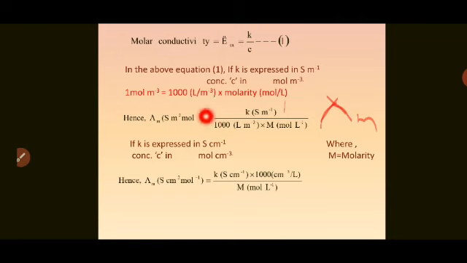This value can be given as K upon 1000 divided by 1000 into M. If K is expressed in Siemens per centimeter and concentration is expressed in mole per centimeter cube, then what will be the value? Lambda m is equal to K into 1000 divided by M. Again, if you see the units and cancel the similar units, you will get the final unit as Siemens centimeter square mole raised to minus 1, that is per mole.